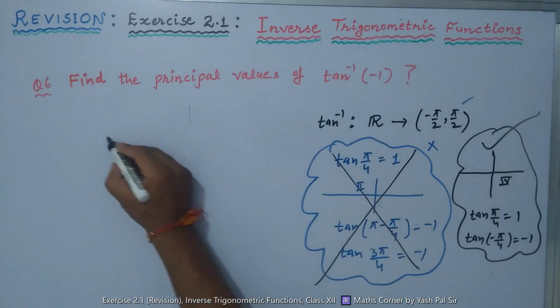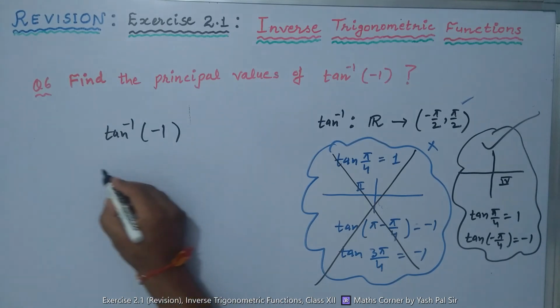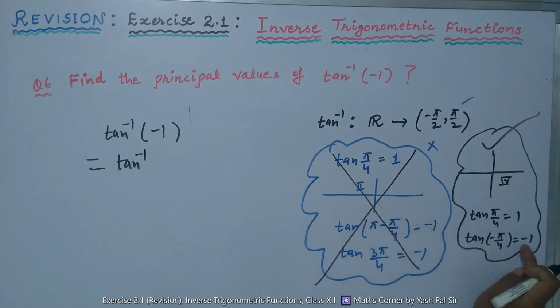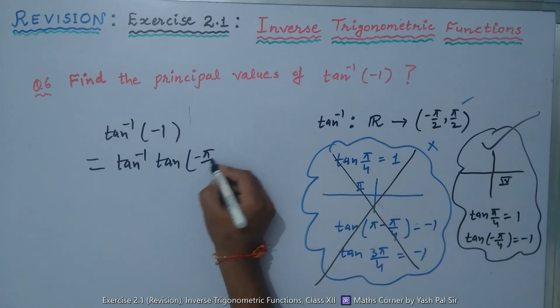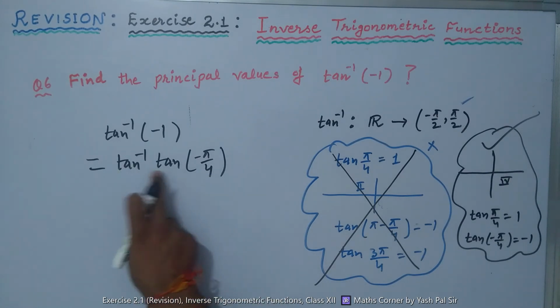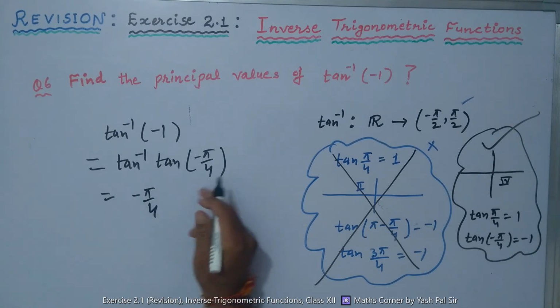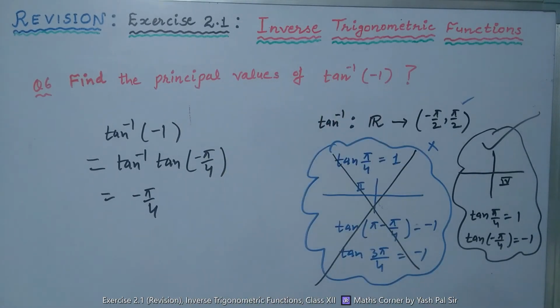Therefore, we write tangent inverse of minus 1 is equal to tangent inverse of tangent of minus pi by 4. So this is cancelled. What is the answer? Minus pi by 4 is the principal value of tangent inverse of minus 1.